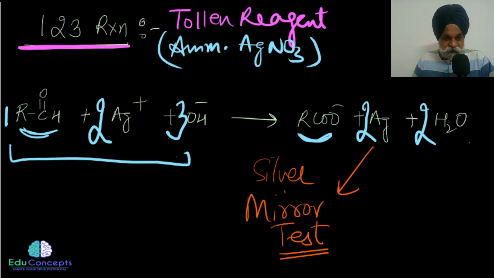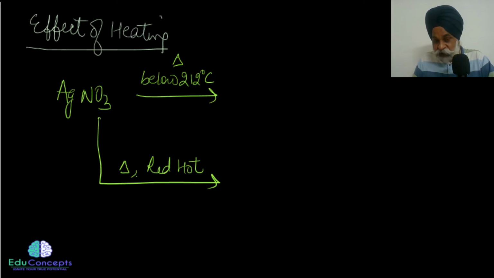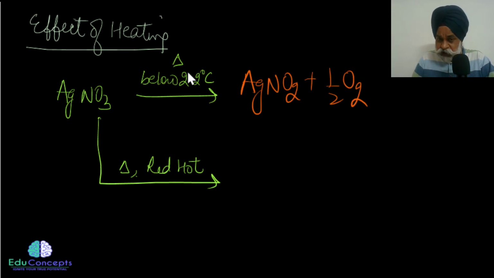Now coming on to the effect of heating. Generally for any nitrate salt, when you heat at a low temperature, they tend to produce a particular metal nitrite, just like in this case silver nitrite, along with evolution of oxygen gas. If you heat around 212 degrees, it happens to convert into metal nitrite.